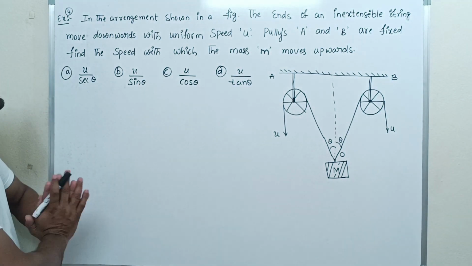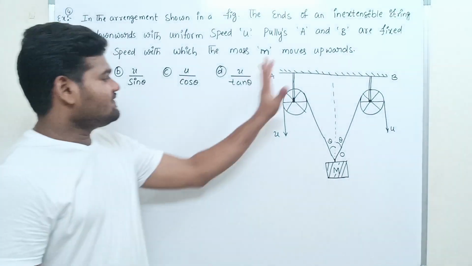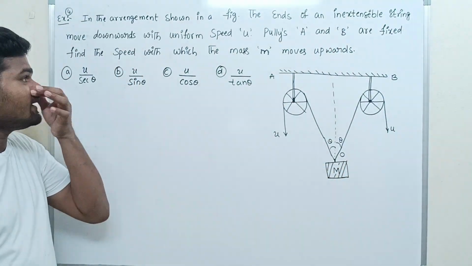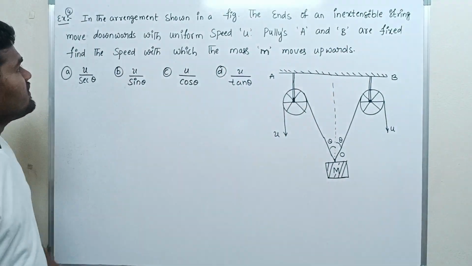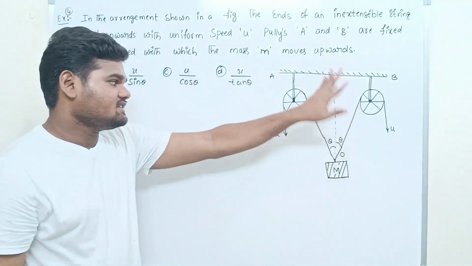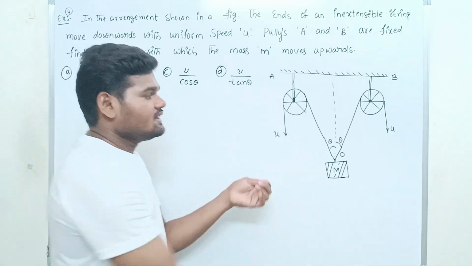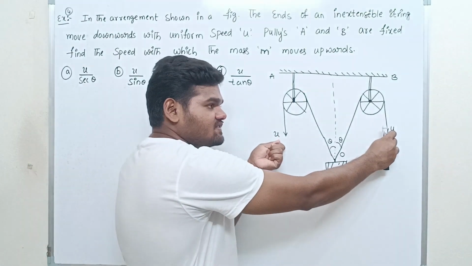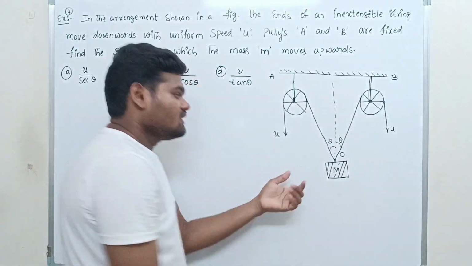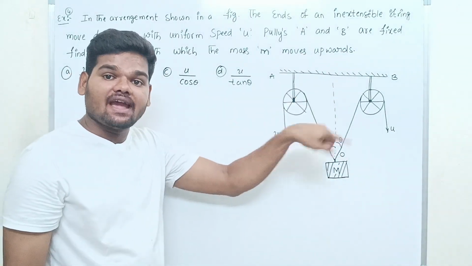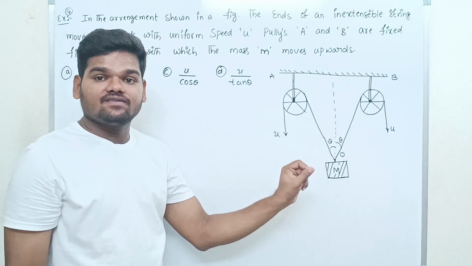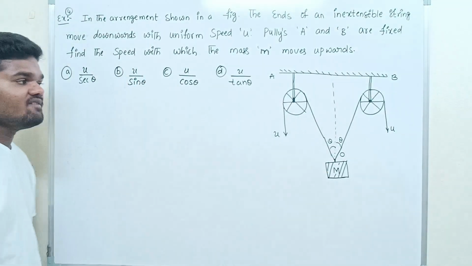What is the question they have given? In the arrangement shown in a figure, the ends of an inextensible string move downwards with uniform speed u. They are arranged as one system like this, and these ends of the strings are pulled with uniform velocity u. Now what happens? This mass m is moving in the upward direction. We have to find the velocity of this block m. That is the given question.